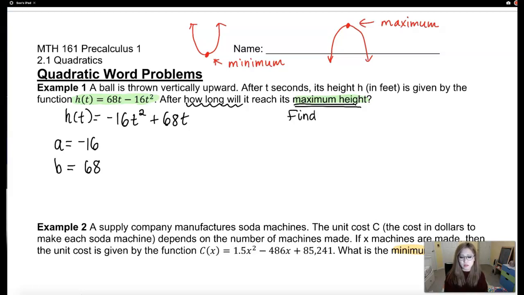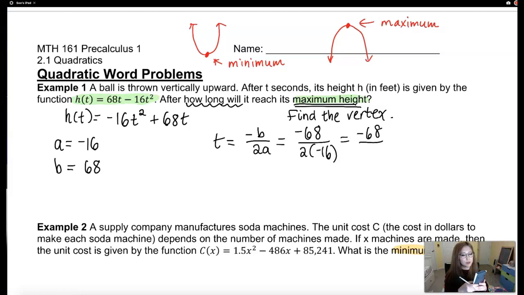Find the vertex. Okay? The vertex formula is x equals negative b over 2a. x is the usual input, like in f of x, but our function is h of t. So instead of calling it x equals, I'll just call it t equals. That will give us the time, the number of seconds it will take to reach its maximum height. So if I plug in b is positive 68, put negative 68 on the numerator. In the denominator, do 2 times negative 16.